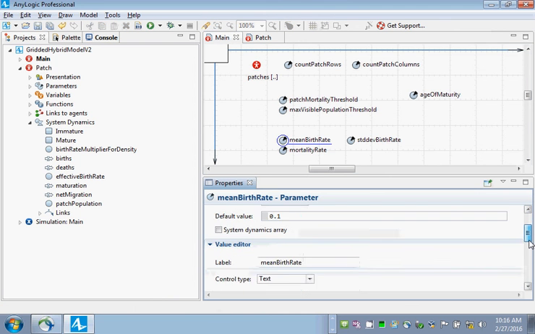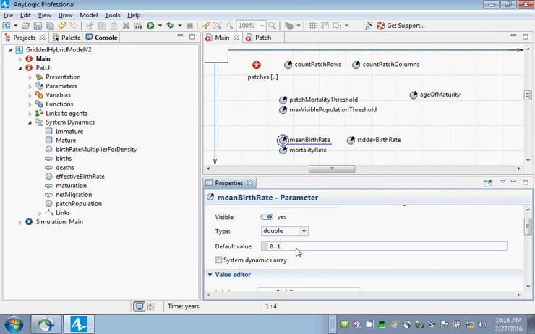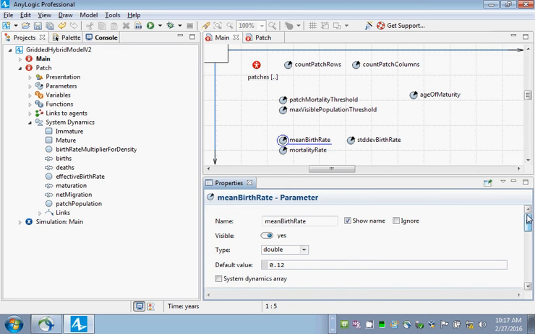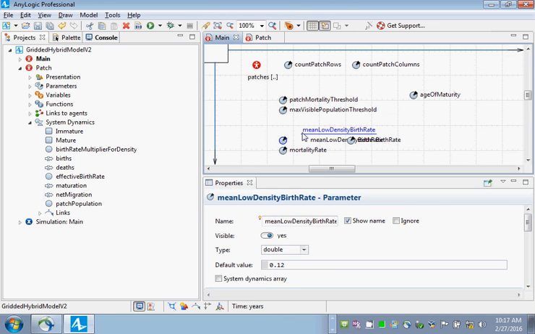Okay, let's build this model, make sure it's happy. Here it is, it's happy. You notice the simulation has happily accommodated the new names. And ladies and gentlemen, for this mean low density birth rate, make sure it is 0.12. Okay, and the low density standard deviation birth rate should be 0.05. Okay, so let's run it, ladies and gentlemen. Let's run this thing and let's see what we get.